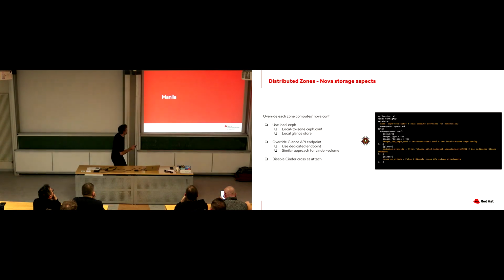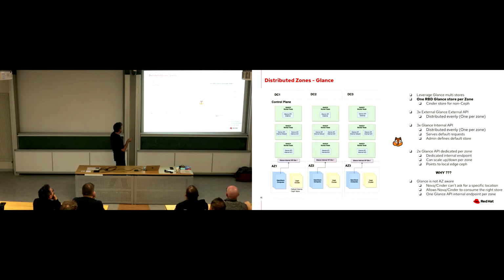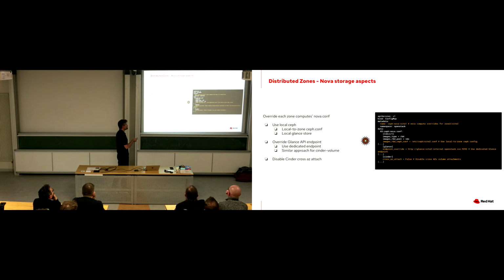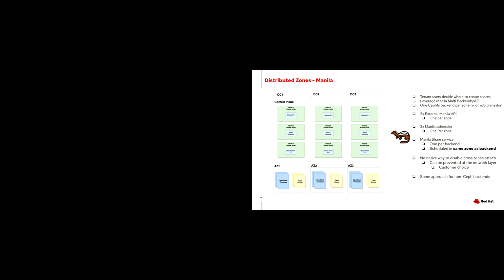And something I forgot to mention is we disable cross-AZ attach in Nova to avoid a VM here attaching a volume in another zone, which can be a problem, especially if you have latency. In Manila, that's not possible. So the only thing you can do is nicely ask your network admin to put ACLs or something, but that's not something we can do with Manila today. And the same approach works for a non-Ceph backend if you have Dell, Pure, or another vendor. Same approach.